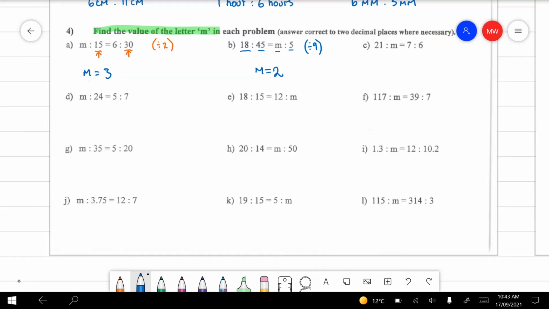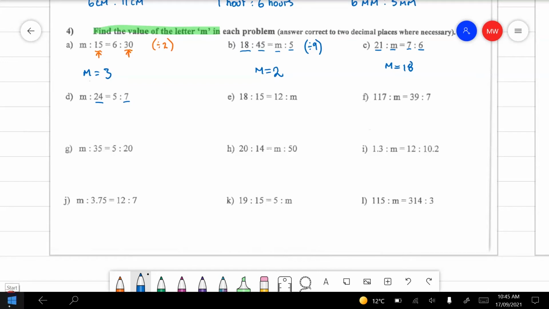How did I turn a 7 into a 21? I multiplied it by 3. So I'm going to take the 6 and I'm going to multiply it by 3 to give me m. So m will be 18. How did I turn a 7 into 24? Well, that's a bit trickier.